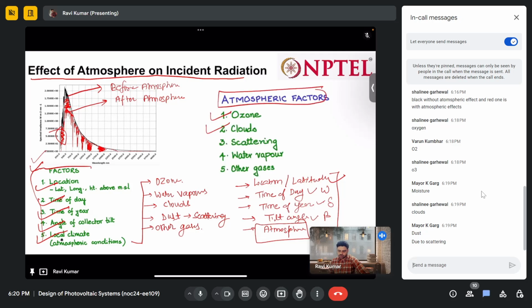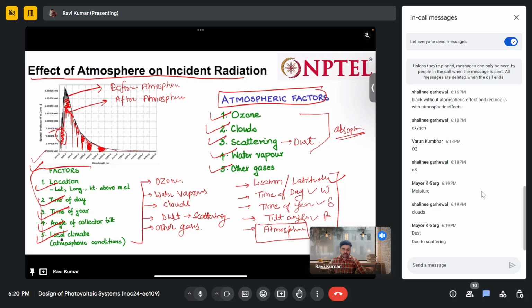We have ozone, clouds, scattering due to dust and other particles, water vapor and other gases. The major part is due to absorption, meaning radiation is being absorbed. So this is all about the effect of atmosphere on the incident radiation. So due to these factors, the incident radiation is being lost.